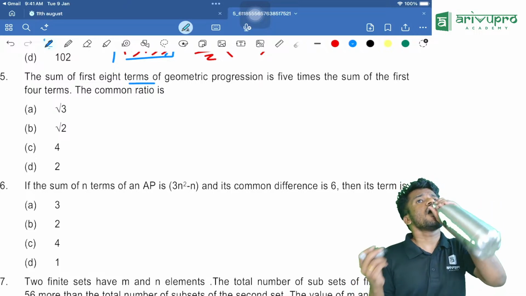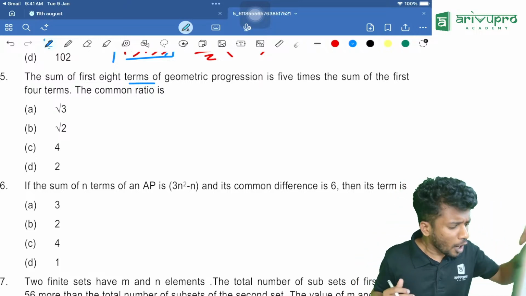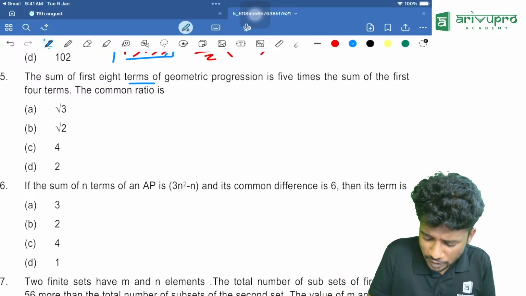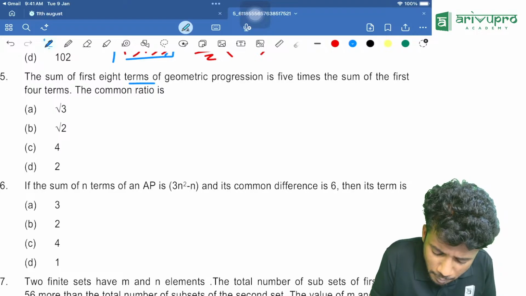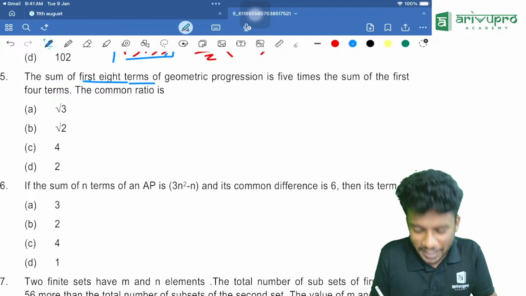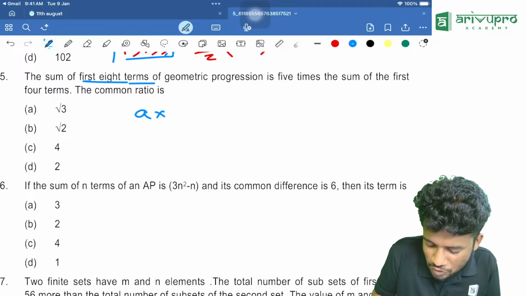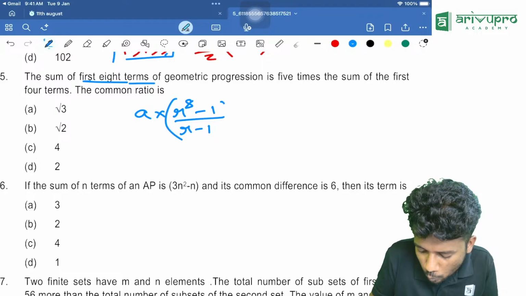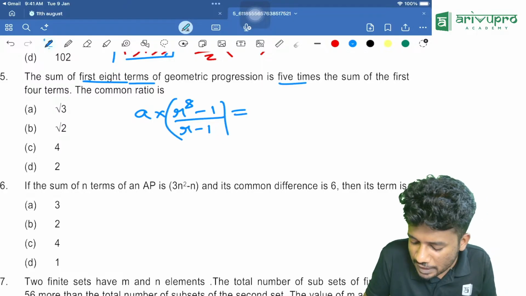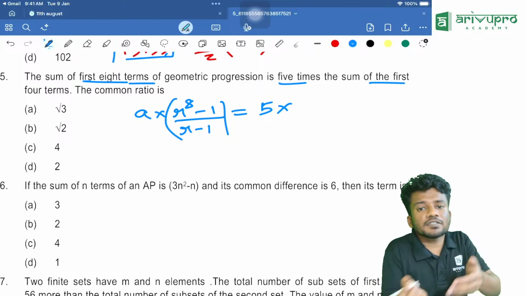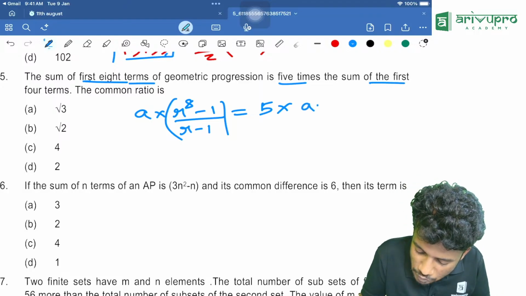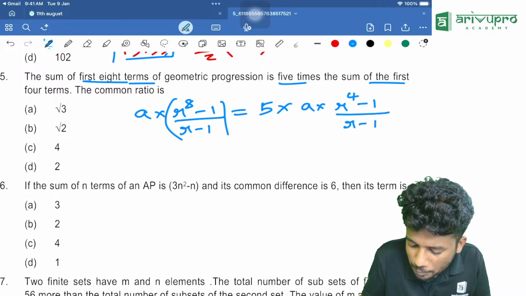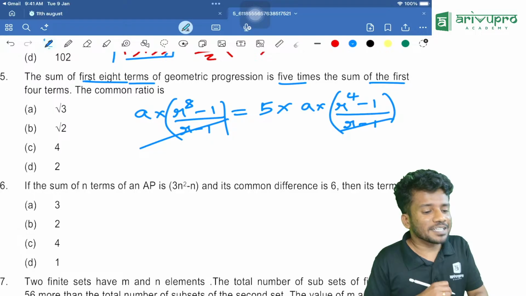Okay. How to do this? The method is very simple. We know Sn value formula, we know, right? So we are going to write sum of first 8 terms. What is the formula for sum of first 8 terms? Can I write it as A into R raised to 8 minus 1 divided by R minus 1, which is equal to 5 times. That means 5 into sum of the first 4 terms. A into R raised to 4 minus 1 divided by R minus 1.